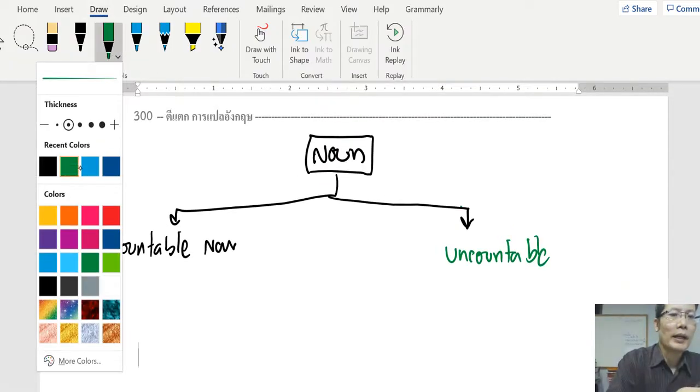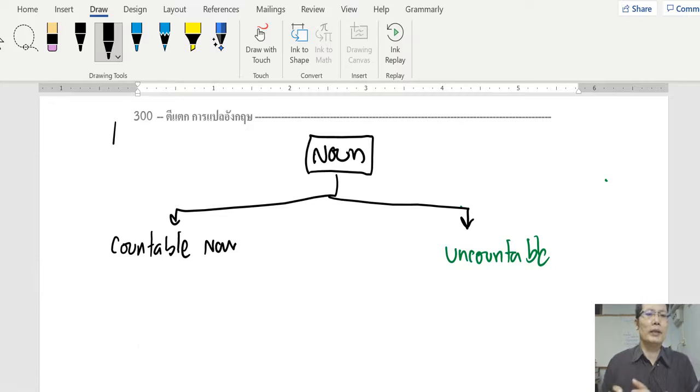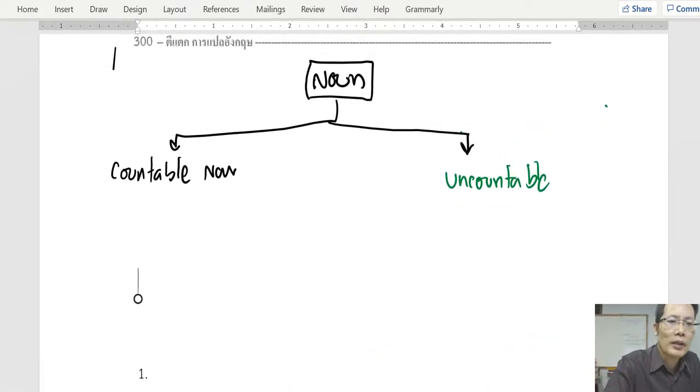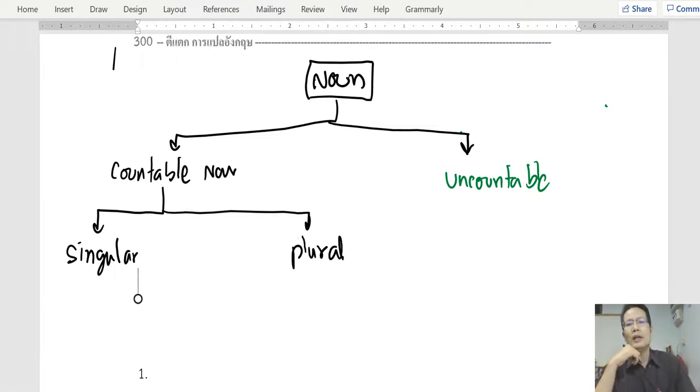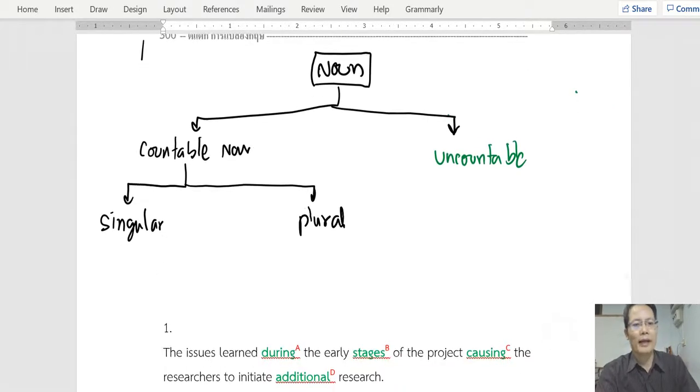Countable noun is a noun that can be counted in pieces, each piece, like a can of Coke, like a dictionary, a ring, a box, etc. All of these can be counted, even car, house, etc. That is countable noun. So counting means there are two types of countable noun. Number one is singular. Number two is plural. Singular noun and plural noun.